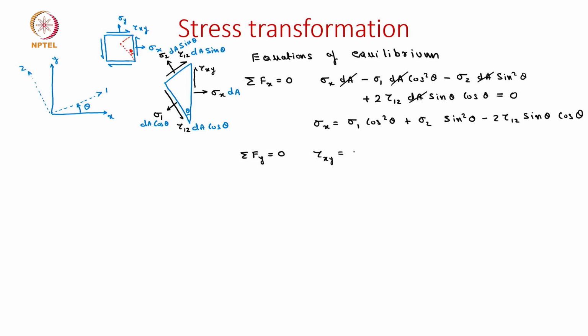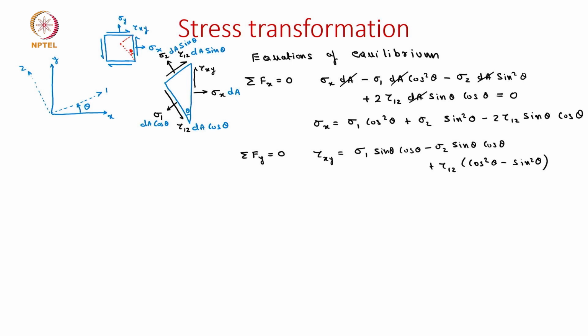equals sigma 1 times sin theta cos theta minus sigma 2 sin theta cos theta plus tau 1 2 into cos square theta minus sin square theta. Okay. So, with this we are able to show what is the relation for sigma x and tau xy. What is remaining is sigma y. How do we get this third component of the stress, sigma y?